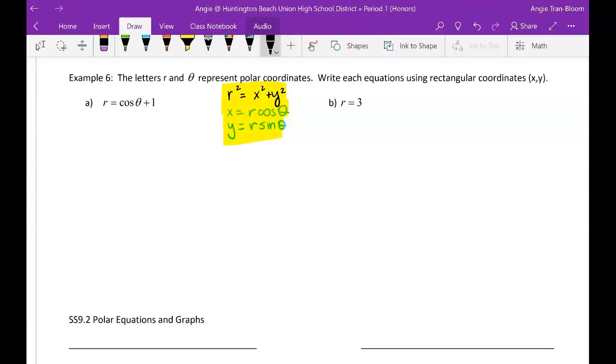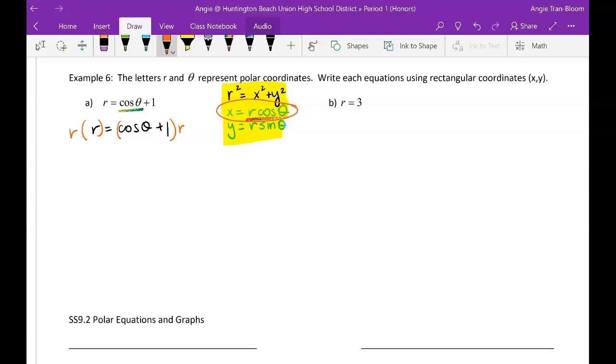A, r equals cosine of theta plus 1. Right now, I know what r cosine of theta is, but in your problem, it just gave me cosine of theta. So what I'm going to do is rewrite my equation, and from here, I would like to multiply both sides by r. Yes, you can do that. What you do to one side, you want to do to the other. The reason I want to multiply both sides by r is that way I can get to this.